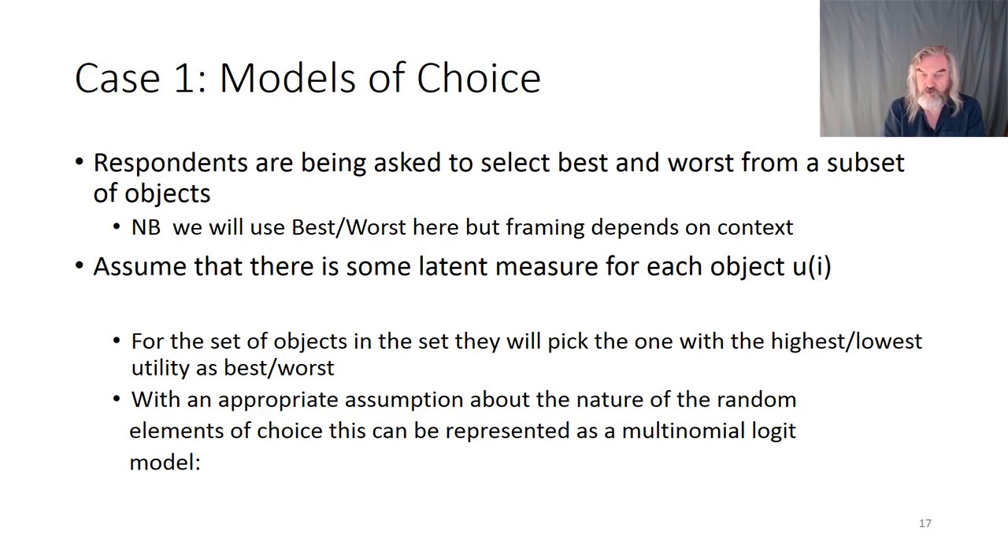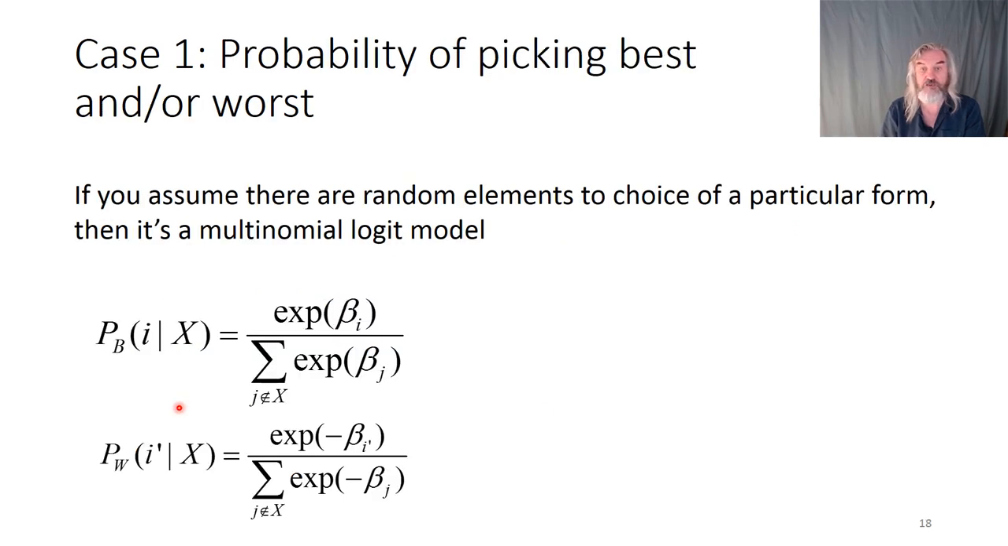So this is basically a choice process, and we need to make some appropriate assumption about the nature of the random element of choice. We can't assume that people are completely deterministic utility machines, but there's some element of randomness in the way they're making their choices. If we make an appropriate assumption about the distribution of that random element, then we end up with a multinomial logit model, the standard type of structure. So if you assume there are random elements to choice of a particular form, then it's this logit model.